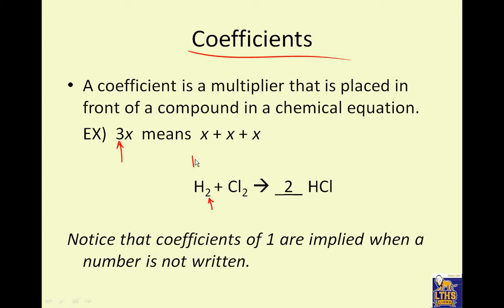So what does this mean? This means 2 H's bonded together. What does this mean? This means 2 Cl's bonded together. What does this mean? It means an H and a Cl bonded together. But this means that there's 2 of those. Okay, so this is the coefficient.